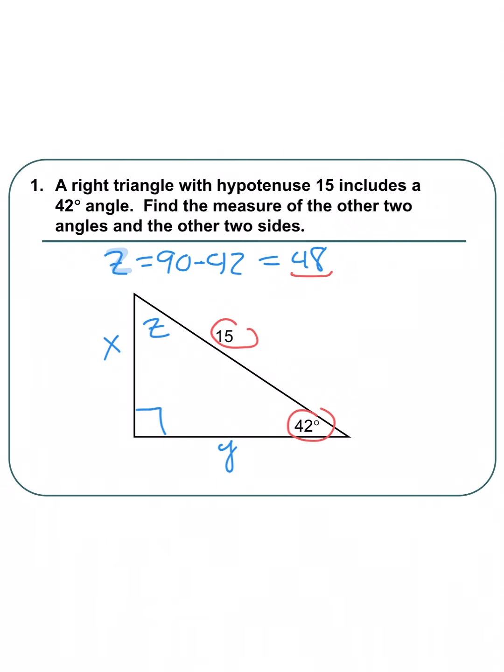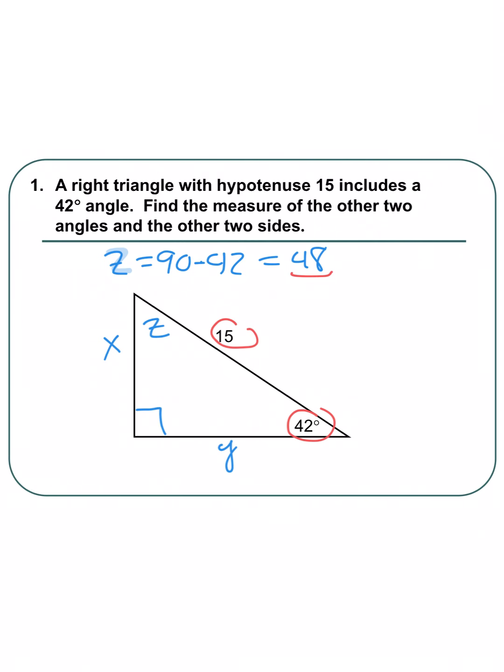So to start off with, I want to find x. To find x, I need to identify the relationship between my angle, x, and 15. So for 42, x is my opposite side, and 15 is my hypotenuse, which means I would try and solve this using the sine function.